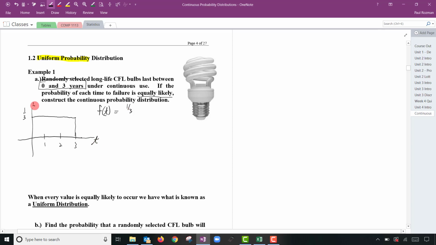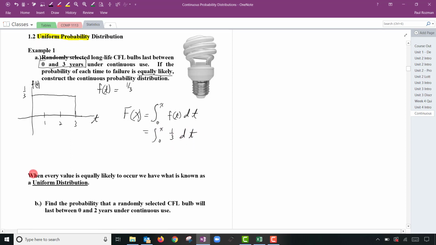This is our t-axis. This is our f of t axis. And then if we wanted to find probabilities underneath that curve, we could say F at some value x is the integral. In this case, the lower bound is going to be 0, and we'll integrate up to x, our function. In this case, our function is just 1/3. So it's an easy integral. This function here will give us the area up to some point x. So say I mark some spot x here. I can get the area beneath the curve up to that point using that integral.